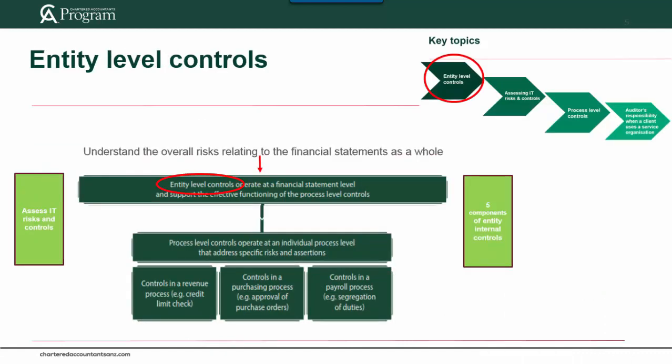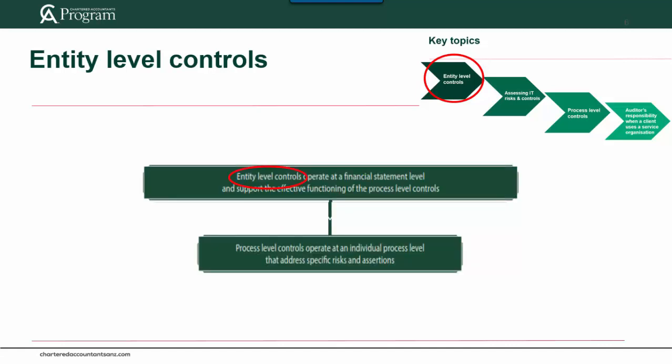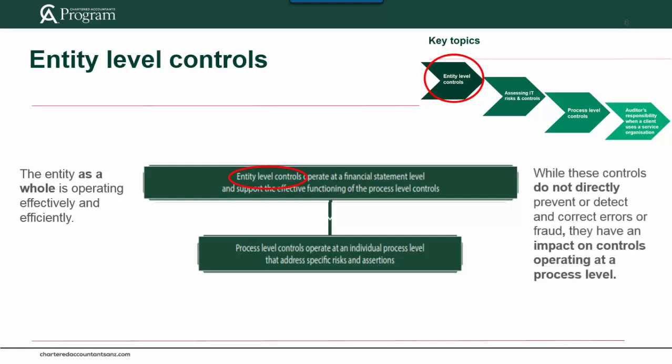As we just mentioned, the auditor has a responsibility to evaluate the design of entity-level controls and whether the controls have been implemented. To do this evaluation, we need to understand what entity-level controls are. Entity-level controls are implemented by senior management to mitigate business risks. Entity-level controls are put in place to ensure that the entity as a whole is operating effectively and efficiently. While these controls do not directly prevent or detect and correct errors or fraud, they have an impact on controls operating at a process level.